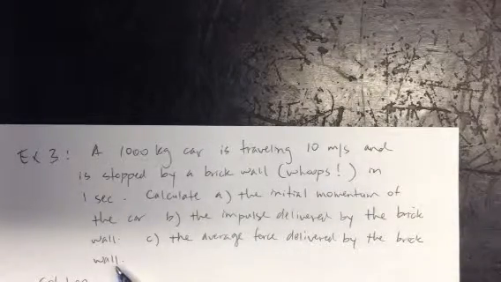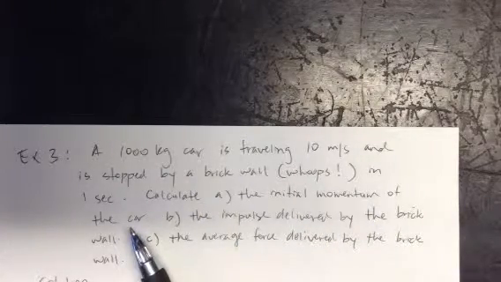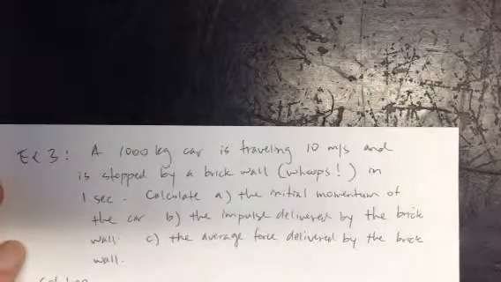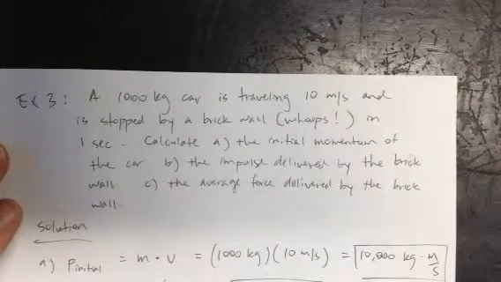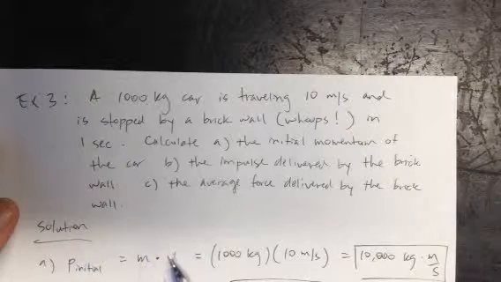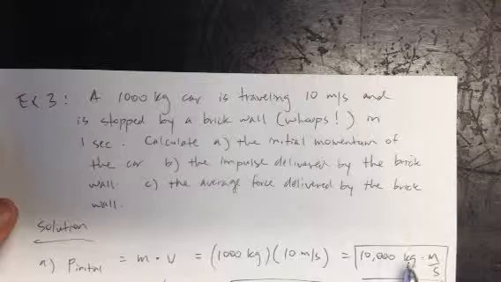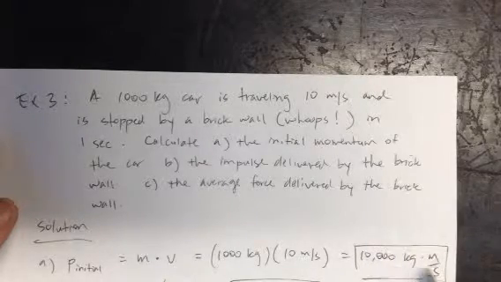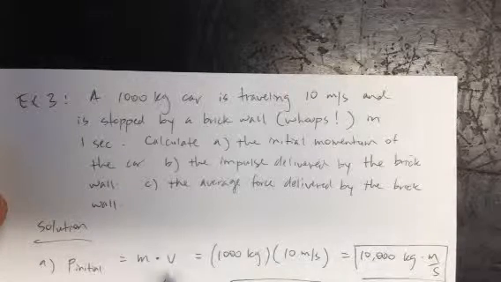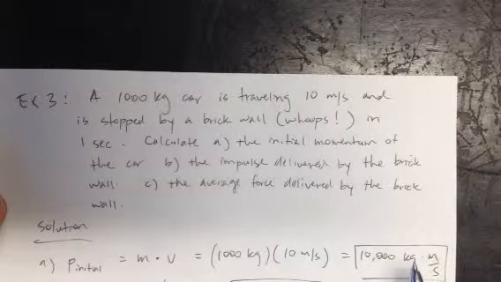So let's take a look at the first one, calculating the initial momentum of the car. How much momentum did the car have before it crashed into the brick wall? Well, here's our first line of thinking. The initial momentum is equal to the car's mass times the car's velocity. 1,000 kilograms times 10 meters per second gives us 10,000 kilogram meters per second. Again, those are units of momentum that cannot simplify. So the car comes in with 10,000 kilogram meters per second of momentum before it hits the brick wall.